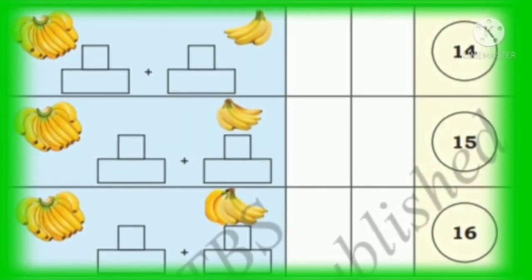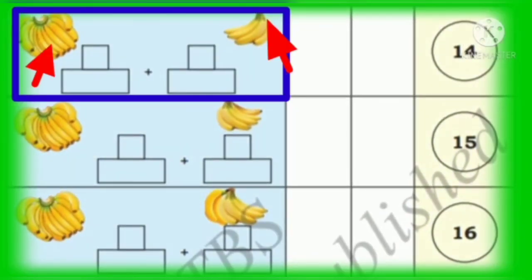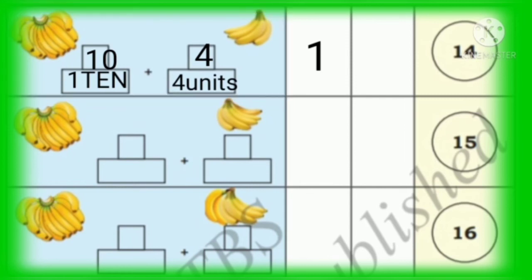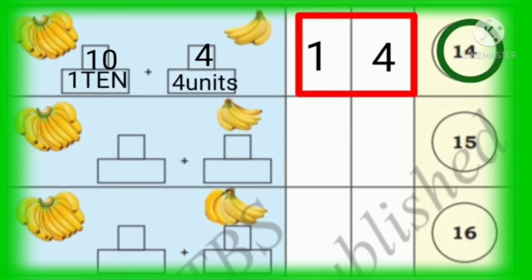They purchased 1 bunch and 4 single bananas. 1 bunch means 10. So we will write 1 in tens place. Next there are 4 single bananas. So we will write 4 in units place. 1 and 4 can be written as 14.